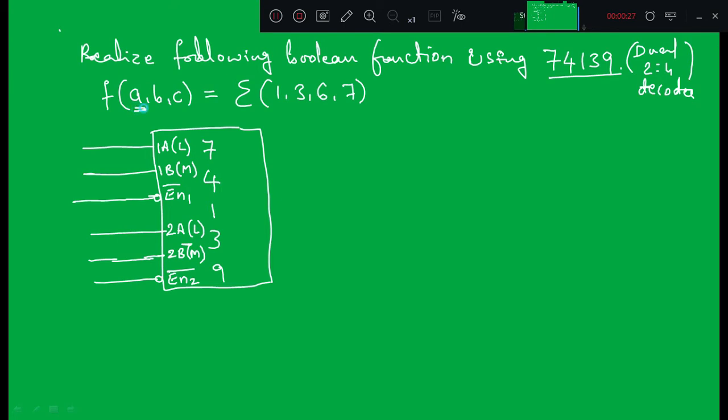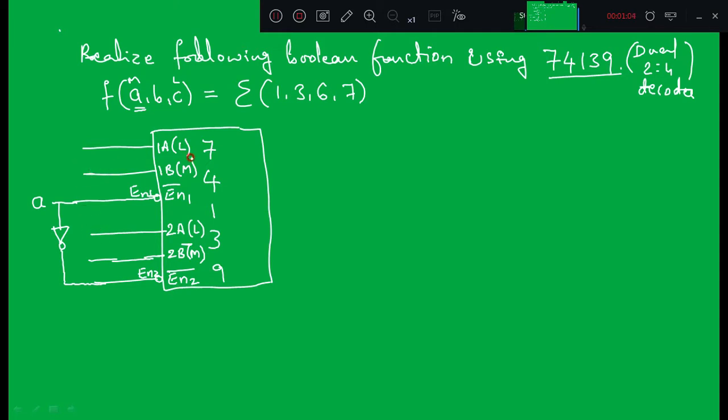The first input variable is MSB and the last input variable is LSB. Until and unless it is said otherwise, the first input variable is always MSB and the last input variable is LSB, right? Now again it is very simple, because as I already discussed, A is used to select a particular decoder, and one external inverter is used. The output of the inverter is connected to enable 2 bar. So this is enable 2, and this is enable 1. Because of that bubble it becomes enable 1 bar and enable 2 bar.